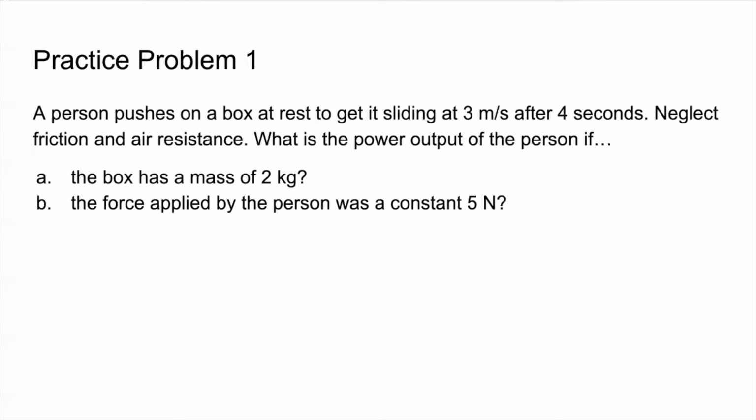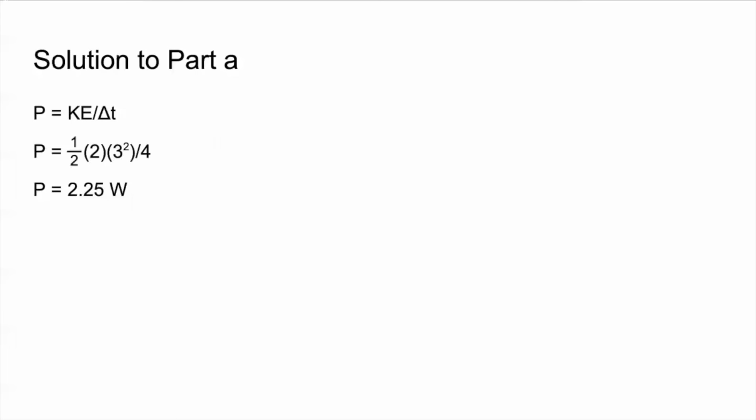Here's a practice problem for power. If you want to give it a try, pause the video here. The solution will come in 3, 2, 1. So for part A, the kinetic energy in the end is the work that has been done on it. So we can plug in all the values that we know to get that the power is 2.25 watts. For part B, we use the second formula for power, and the force and displacement are in the same direction. So we can just ignore cosine of theta, and we get that the power is 15 watts.